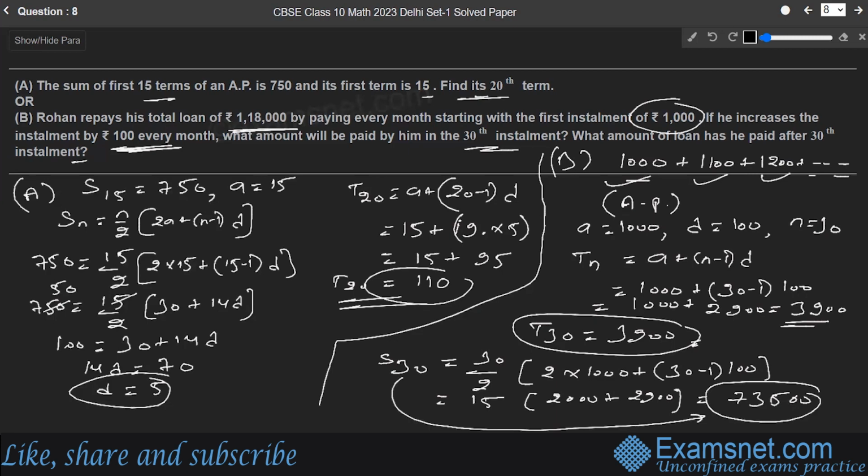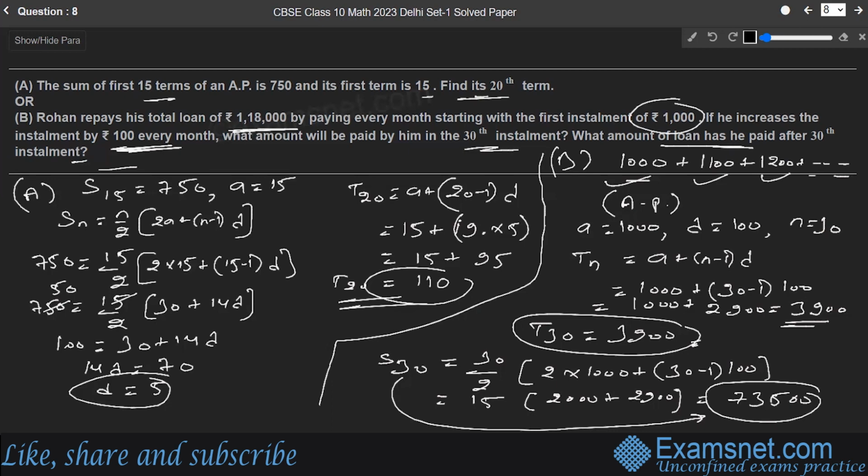Okay, 73,500 is the sum of 30 terms. That is the amount he has paid. What amount of loan has he paid after 30 installments is nothing but 73,500. Then they are asking what amount of the loan he paid after 13 installments, which we have already calculated. Now what else can we find out?